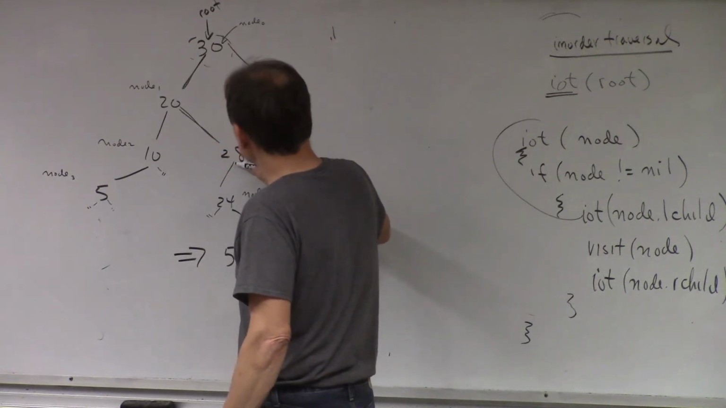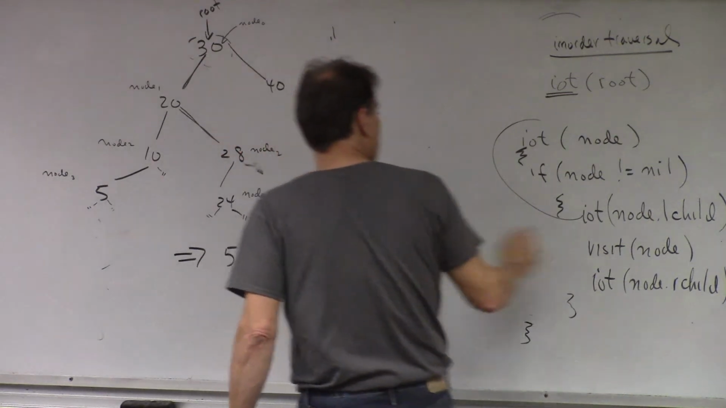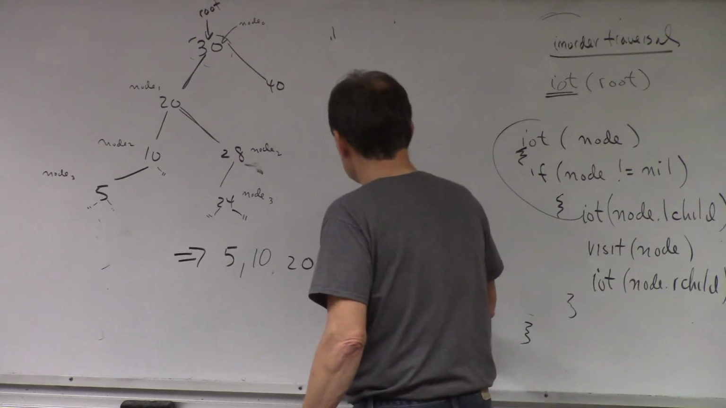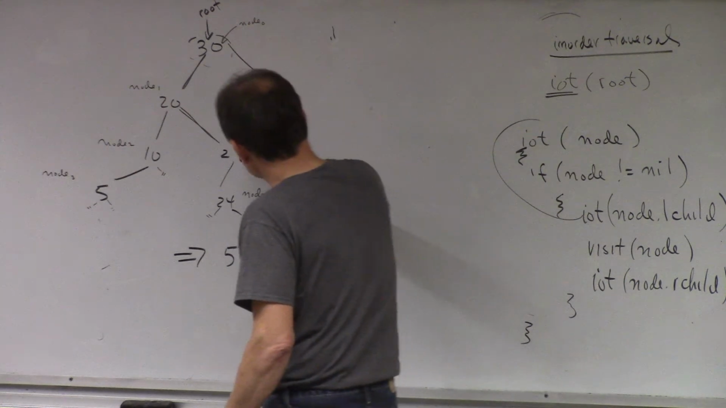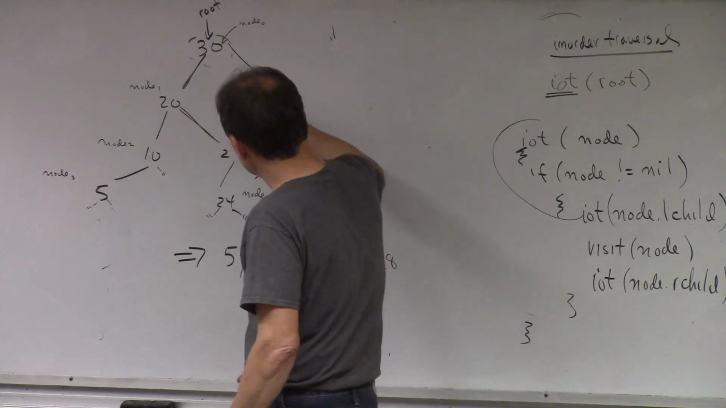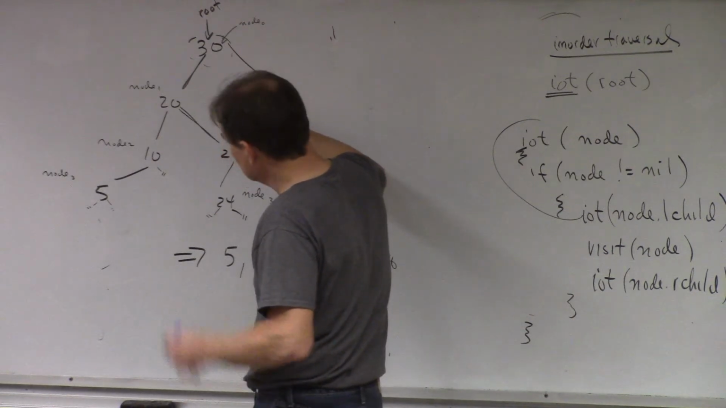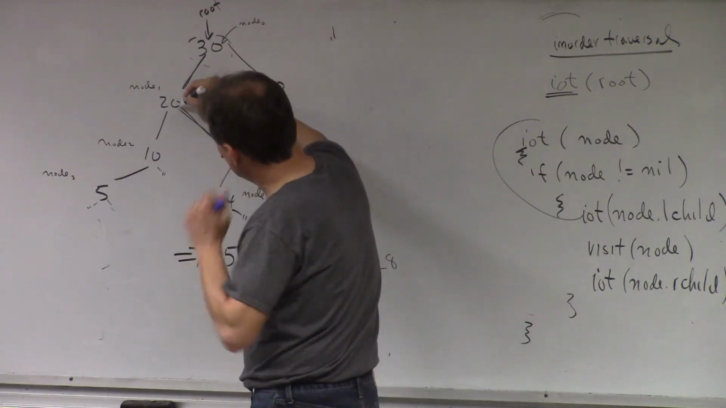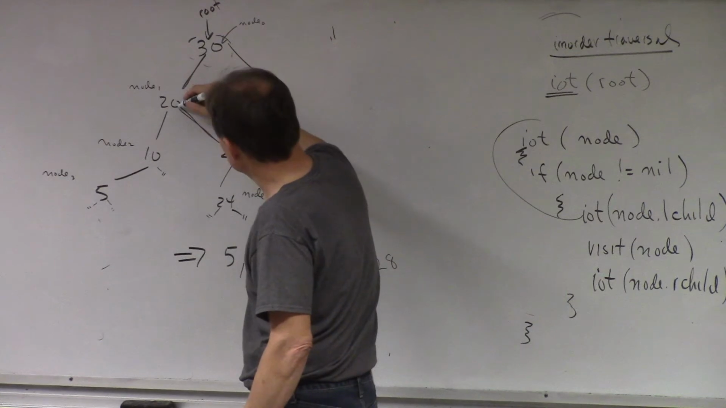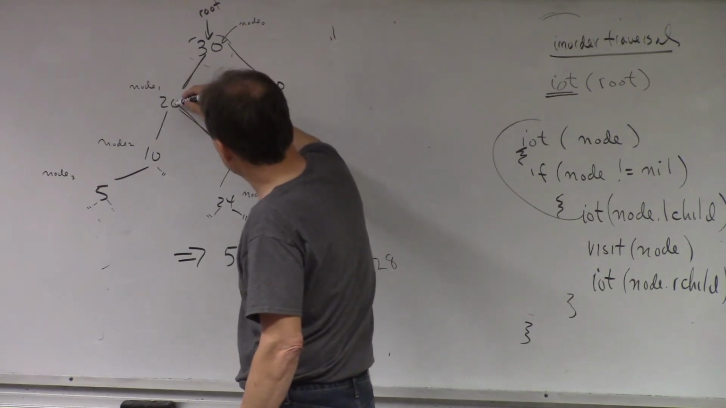Last time we were at 28, level 2, we went left. After going left, we visit. So that's going to be 28. We try to go to the right, nothing to do. We come back to level 2. We are done at level 2. We come back. We're done at level 1 because we're just coming back from the right. We're always done. Then we're going to come back to level 0.